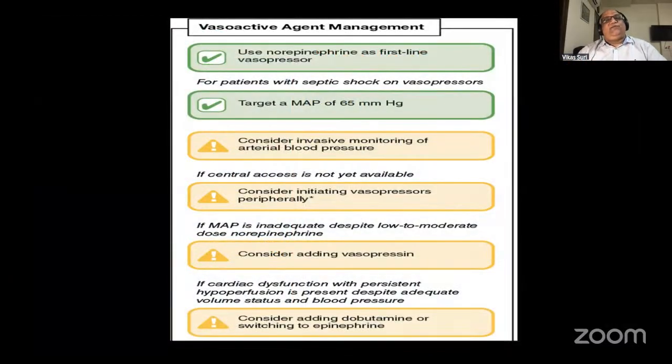So if you see how the vasopressors are used, first use norepinephrine. The target MAP is about 65 millimeters of mercury. Consider invasive monitoring if you have the facilities. If central access is not available, and if you're not able to maintain a MAP, consider adding vasopressin. If sepsis-induced cardiac dysfunction is there, you may add dobutamine or may add epinephrine also.